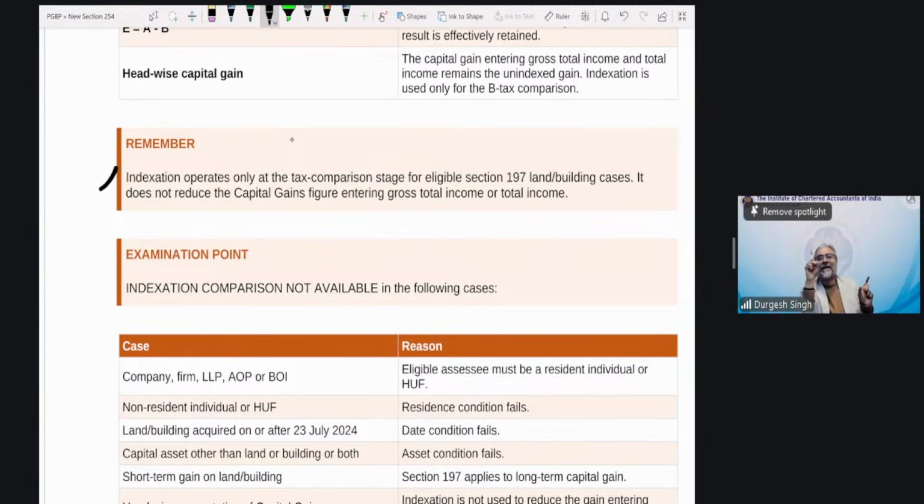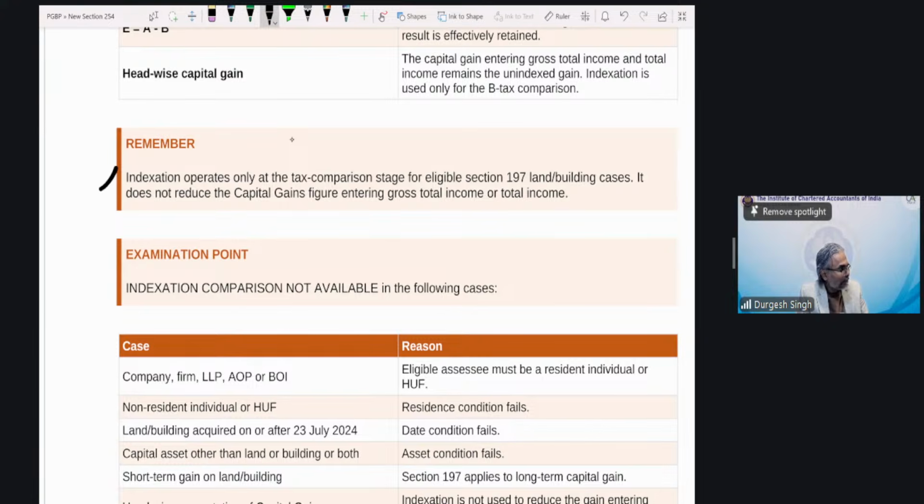That will be compared with what? That will be compared with what, Shruti? With the indexed capital gains. Okay. On that indexed capital gains, 20%. And without indexed capital gains, 12.5%. You'll see which is the lower amount. That lower amount will be the tax liability. Is that point clear to all of you students? I want confirmation from every one of you.